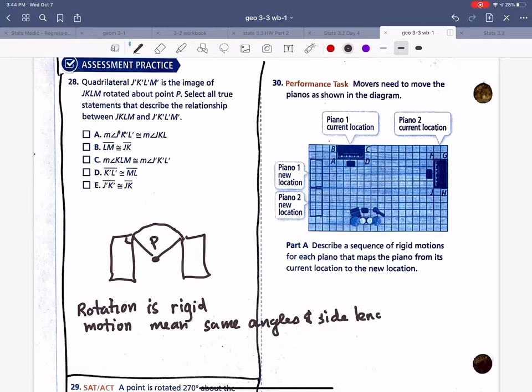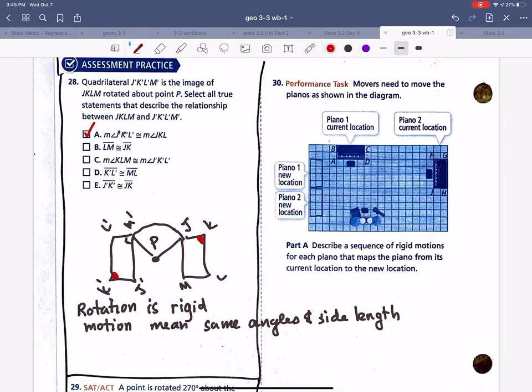So those don't change the shape itself. If this was JKLM and I rotated it, now this would be J prime, K prime, L prime, M prime. This angle, JKL, this angle right here, would just be the same as the angle J prime, K prime, L prime.